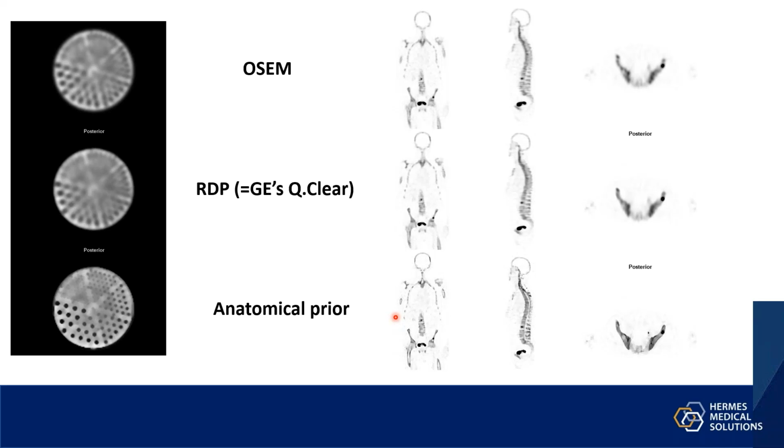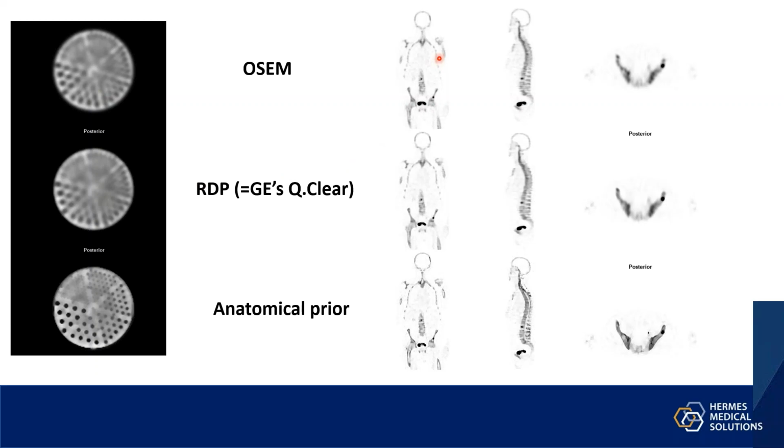And then we take a quick look at what kind of images we can get with the penalized or Bayesian reconstruction methods. In here we have the JSAC phantom images reconstructed with OSEM, RDP, relative difference prior, which is similar to GE's Q-clear PET reconstruction method, and then an anatomical prior where you use the CT image to guide the penalty factors. And if you compare these, of course, you see that these anatomically guided images look much better than OSEM or RDP.